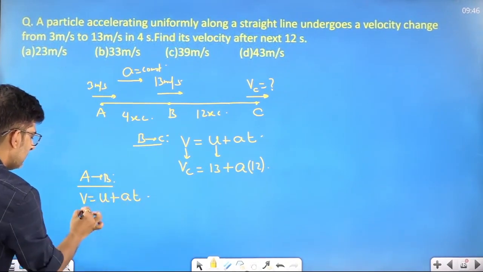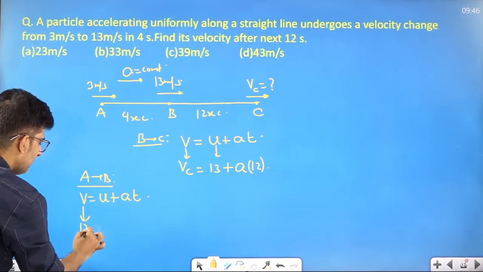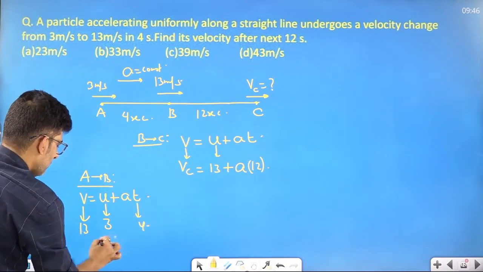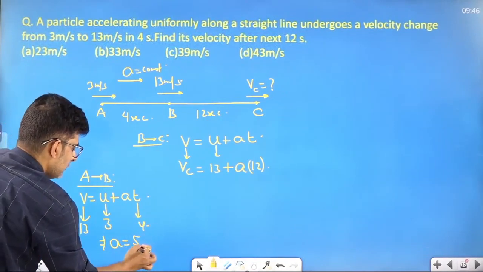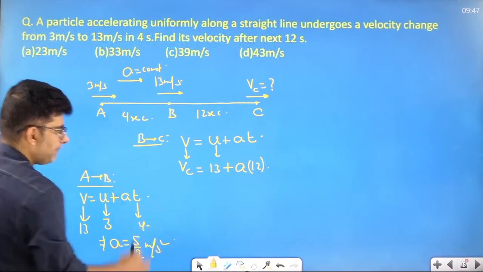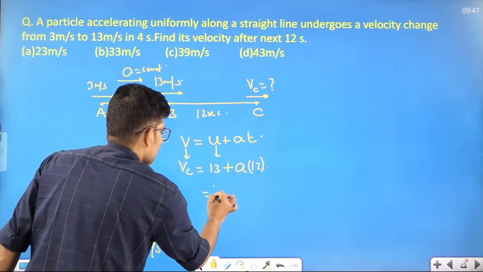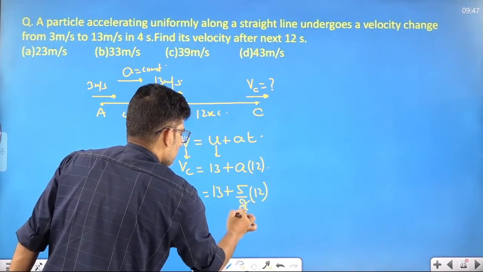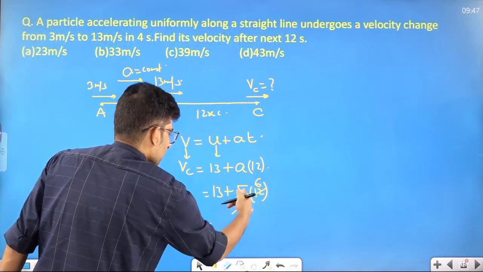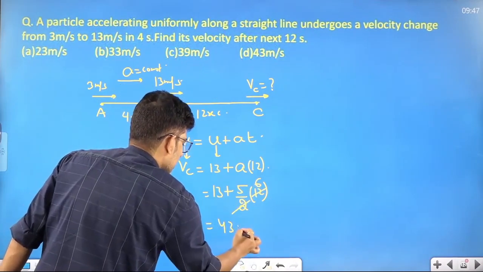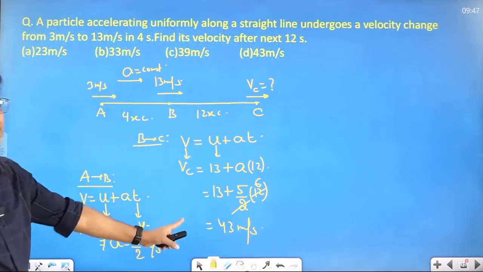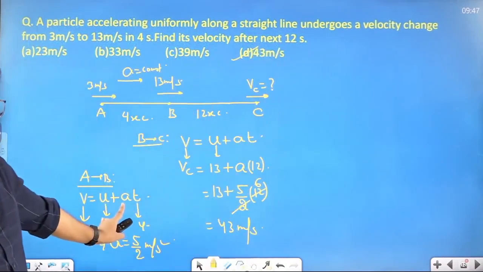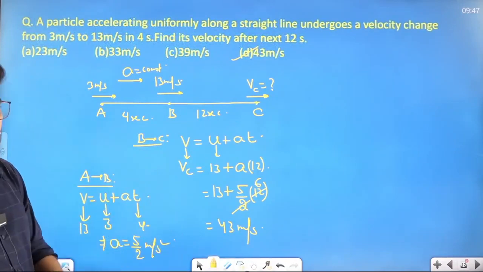This is the general method. Velocity is 13, U is 3, time is 4. So from here we get acceleration 5 by 2 meter per second square. Substitute here 13 plus 5 by 2 into 12, 2 sixes are 12, 6 fives are 30 and 13. This is 43. Yes, answer D. But this is again a lengthy method. I don't like it. What is the simple method to do?